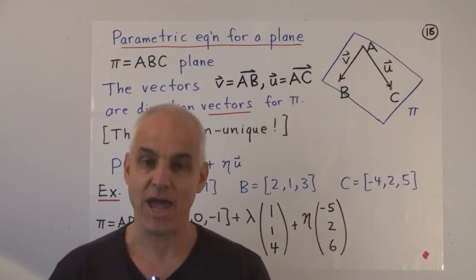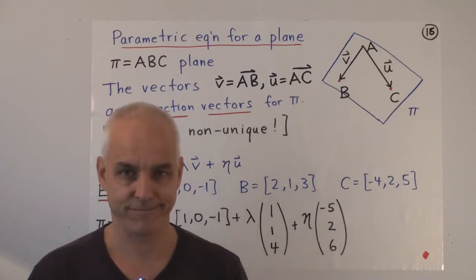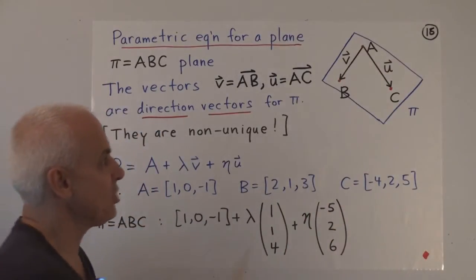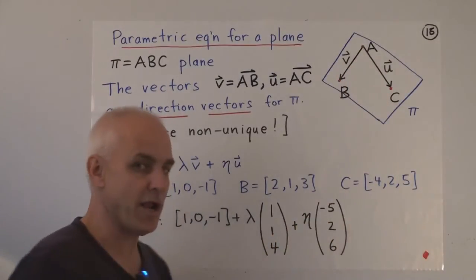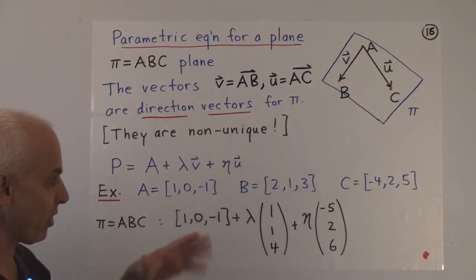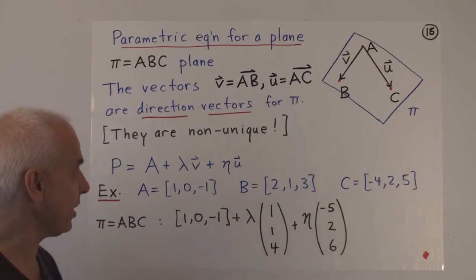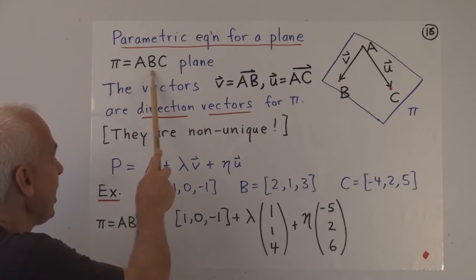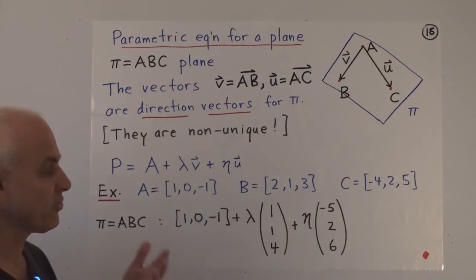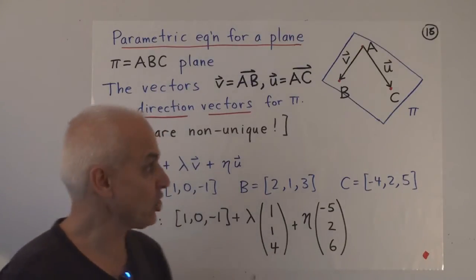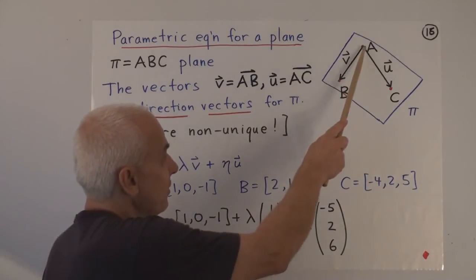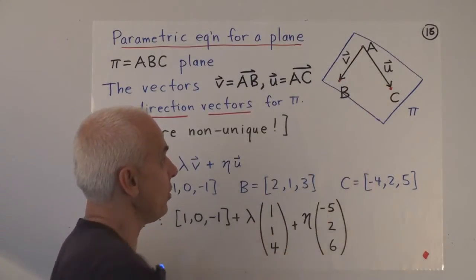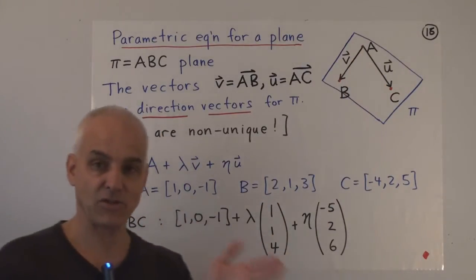It's also useful to have a parametric equation for a plane. So if we have a plane pi, and if we know 3 points on the plane, and those 3 points are not all on a line, so they're not collinear, we can say that the plane is determined by those 3 points. We'll just write pi equals a, b, c. Then we can introduce direction vectors for the plane in terms of those 3 points. We can look at the vector, say, joining a to b, call it v, and the vector joining a to c, call it u. Those are direction vectors for the plane.